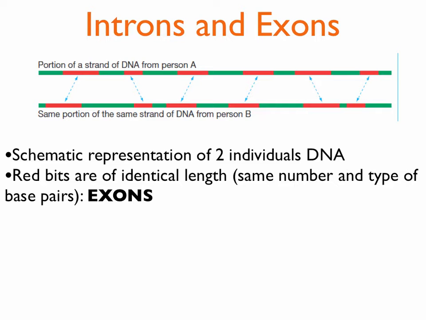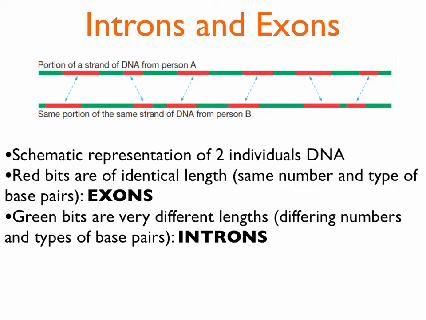So take a look at the first red one up the top from person A. You can see that there's a corresponding red band on person B. Slightly different position, but exactly the same length. Same for the second red band, same for the third, fourth, fifth, sixth, and so on. We will refer to these red areas as exons. The green sections on the strands of DNA are of different lengths.